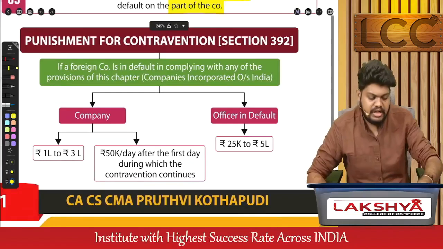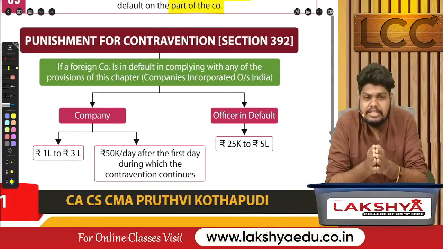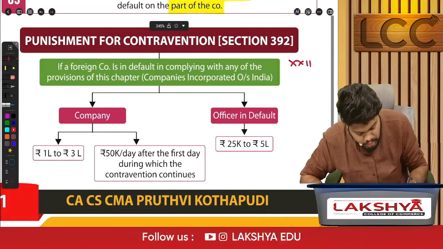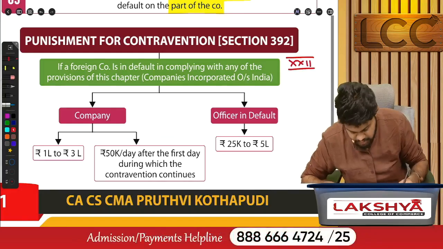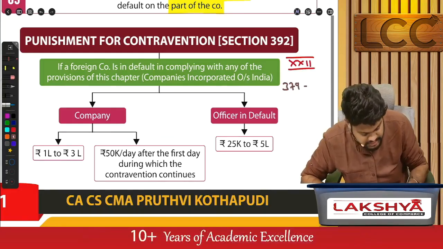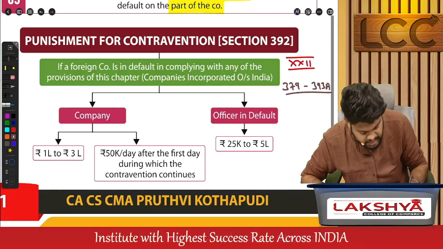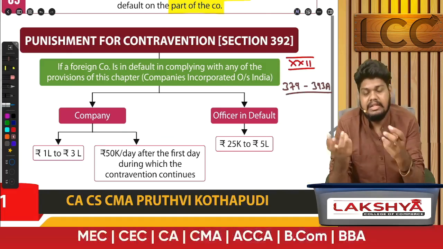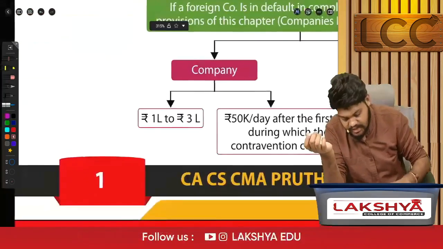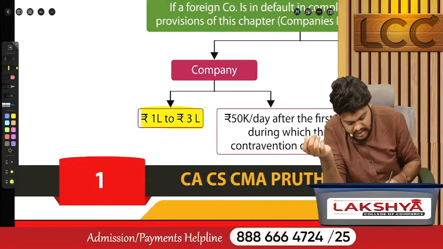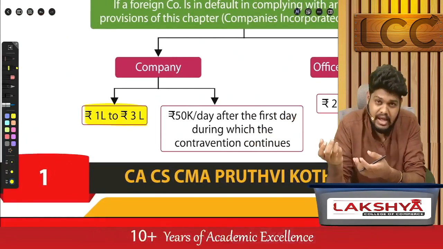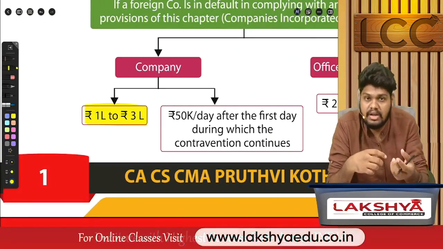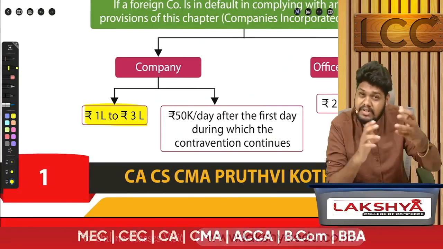So what is this? 392 states that if a foreign company has made a default under any of the provisions of this chapter, chapter number 22, ranging from section numbers 379 to 393A, if you have made any contraventions of these provisions of the foreign company chapter, you will be imposed with penalties. The company will be imposed with a static penalty of 1 lakh to 3 lakhs. And on top of that 1 lakh to 3 lakhs, the foreign company will also be imposed with a penalty of rupees 50,000 per day for each such default after the first day.